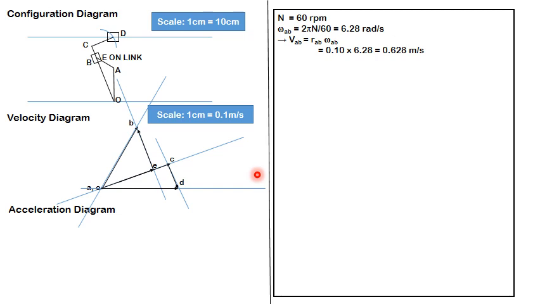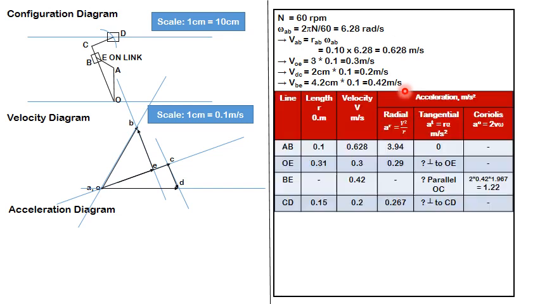Now let us determine the unknown quantities. So all these are the quantities which are required for further analysis, that is acceleration, to plot the acceleration diagram. VOE is 0.3 meter per second, VDC is 0.2 meter per second, VBE is 0.42 meter per second. So with this, let us proceed to the acceleration diagram, for which I need to draw a table.